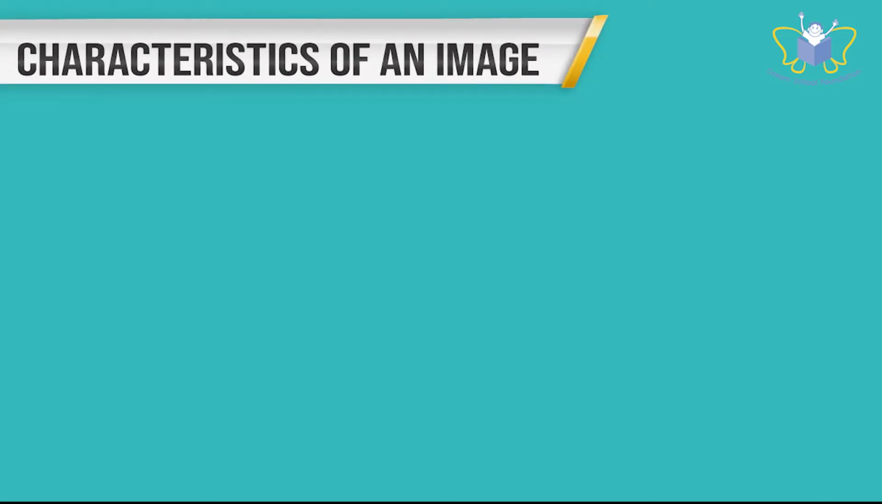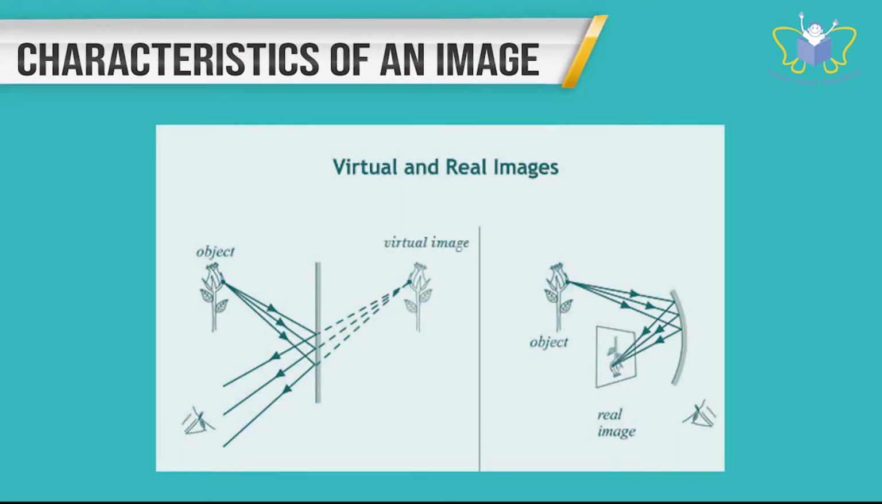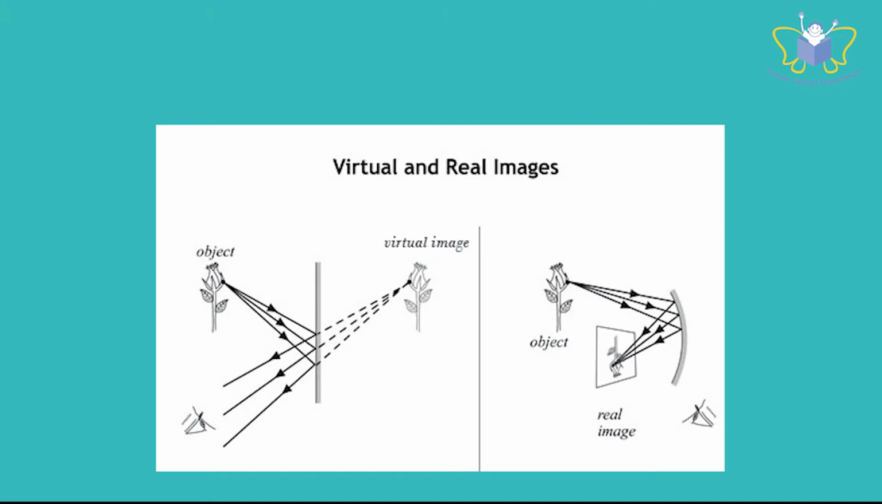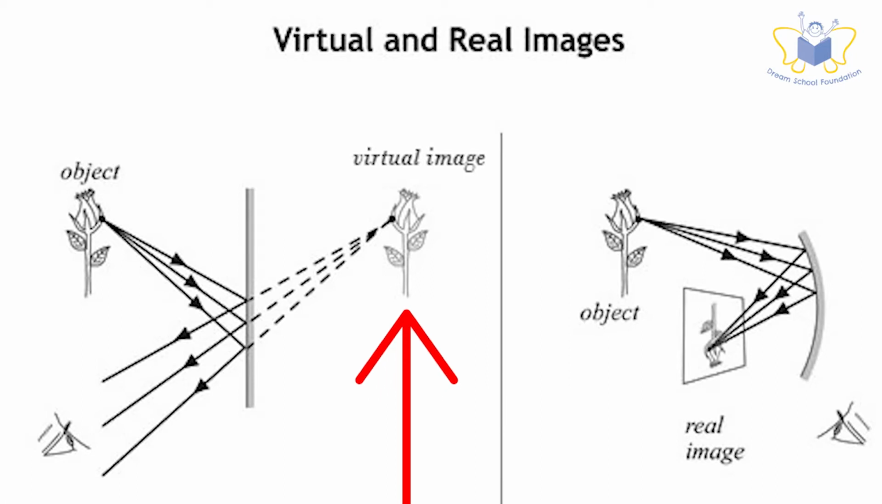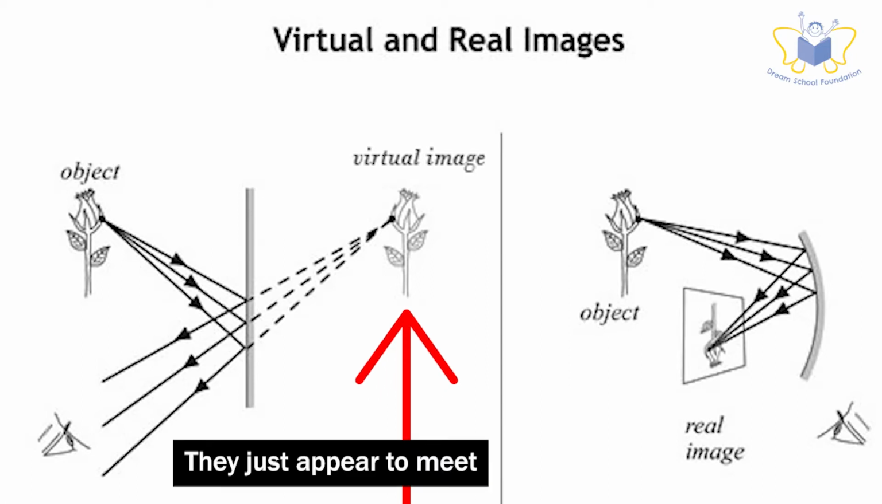Now let us look at the characteristics of an image. An image can be real or virtual. An image is called a real image when the rays of light actually meet at a point to form an image, and it can be caught on a screen. In case of a virtual image, the rays of light don't actually meet, and hence such an image cannot be caught on a screen.